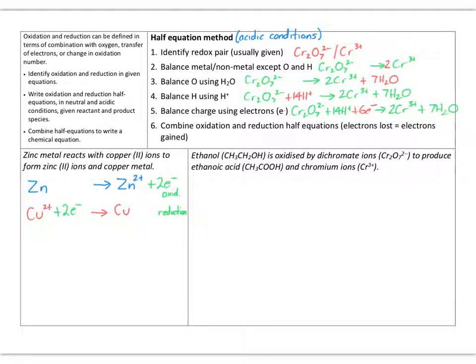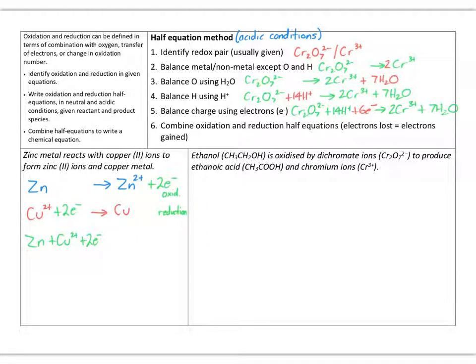Now, when we do the combined equation, we basically add these 2 together. We can simply add the 2 together because the number of electrons that are lost here is equal to the number of electrons that are gained. If that wasn't the case, then we'd have to use a multiplier on one of these equations. I'll explain that when I do the next example. So when we add everything up, we add up all of the reactant side. We get zinc plus copper 2 plus. I will put the electrons in, we'll show they cancel out, plus 2 electrons.